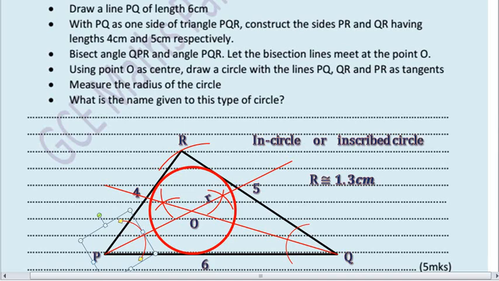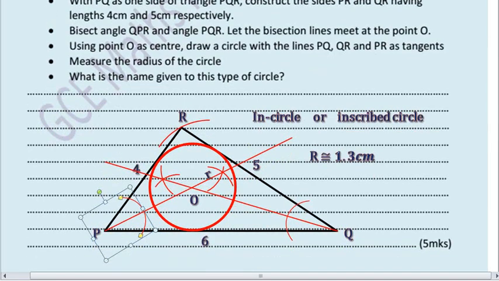So the radius of our circle will be measured using the ruler. Just place at the center and move to any point on the circumference. And the radius will give us approximately 1.3. If you have 1.4, it's okay. 1.2, there's always a range that they will take from. But if you have something like 4, that will not be okay, or 2 is very far away. So you can have 1.2, 1.3, 1.4. Those values are okay. What name is given to this type of circle? This type of circle is called an incircle or an inscribed circle.